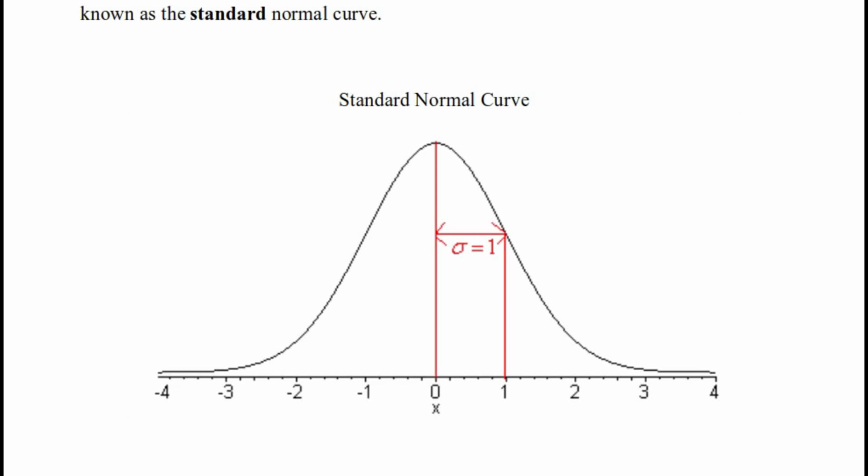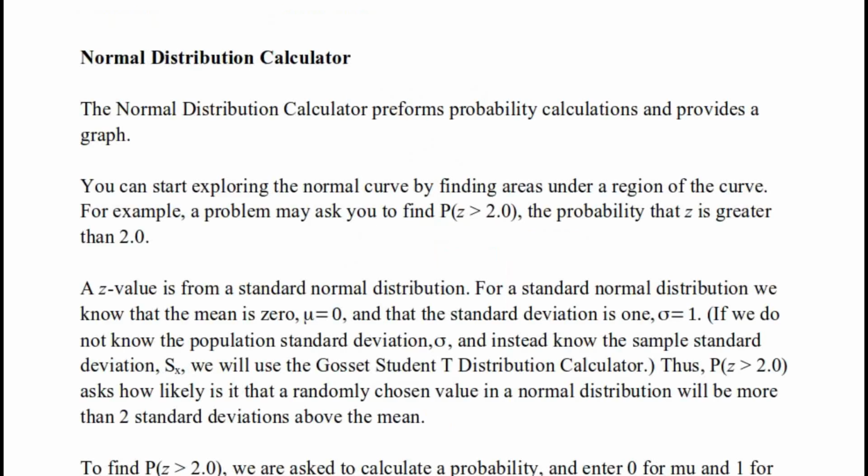I can use z if two things are true: if the mean is 0 and the standard deviation is 1. We're going to be using GeoGebra as our normal distribution calculator. It not only performs calculations, but also provides a graph that you can use to check that the area you're finding or the probability you're looking for is correct. Let's start with an example by exploring the normal curve and finding the area under that curve.